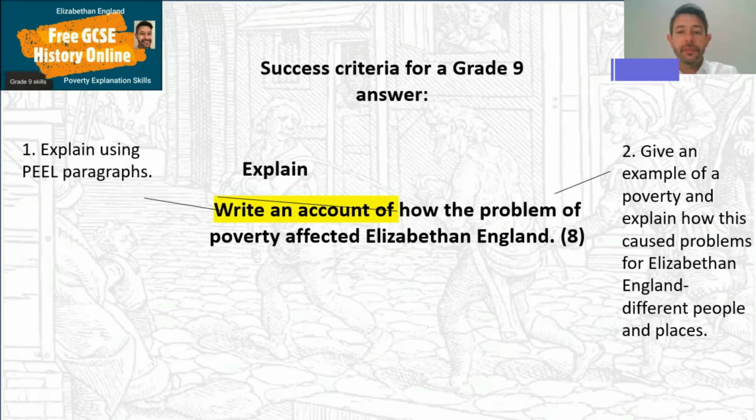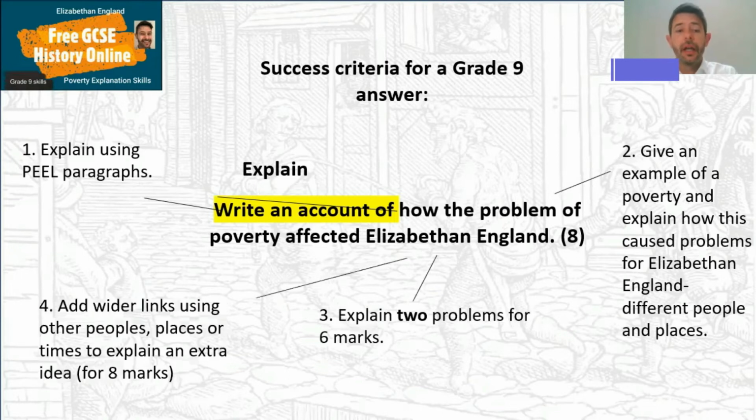When you're thinking about consequences for Elizabethan England and explaining, that means we need to think about different people and places. Remember, I talked about the Great Chain of Being. So what were the gentry and nobility thinking? What was the poor thinking as well? And then different places I've mentioned: think about York, Norwich, Ipswich, and obviously there's London as well. So think about different places. This will make it easier. Think about it as Elizabethan England society. So explain two problems for 6 marks and add wider links using other people, places or times to explain for extra ideas to get 8 marks.